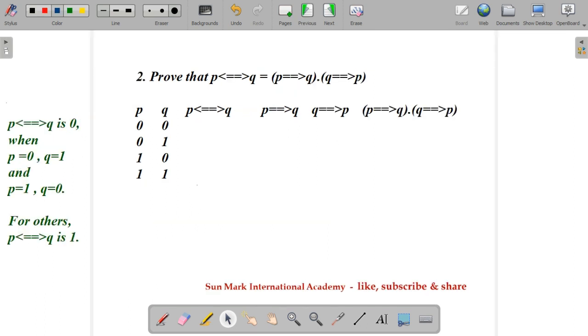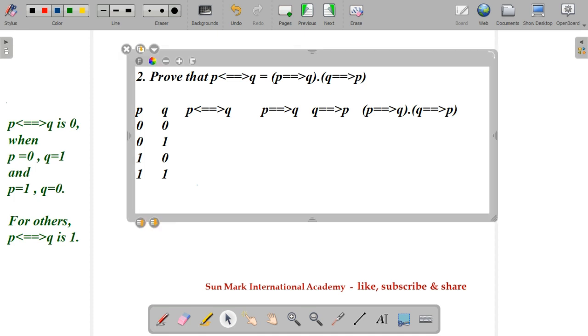The second question, prove that P biconditional Q equals P implies Q dot Q implies P. Here also two variables, P and Q, so we will have four rows. The values of P are 0, 0 and 1, 1 and Q are 0, 1 and 0, 1.